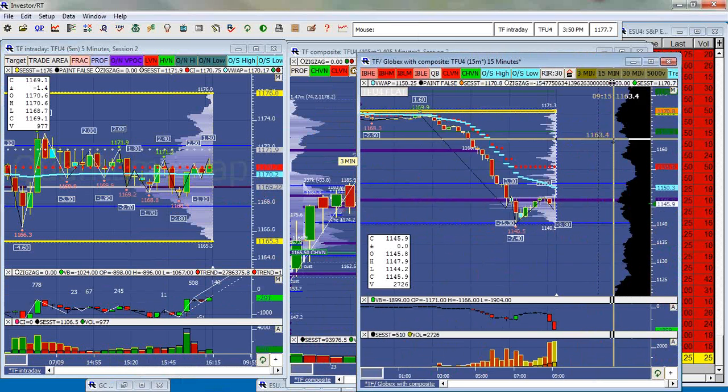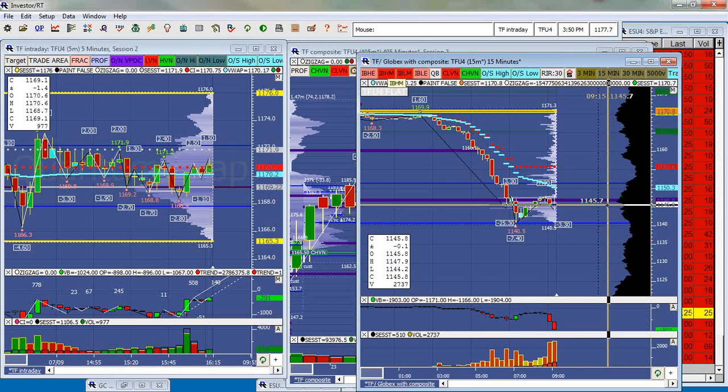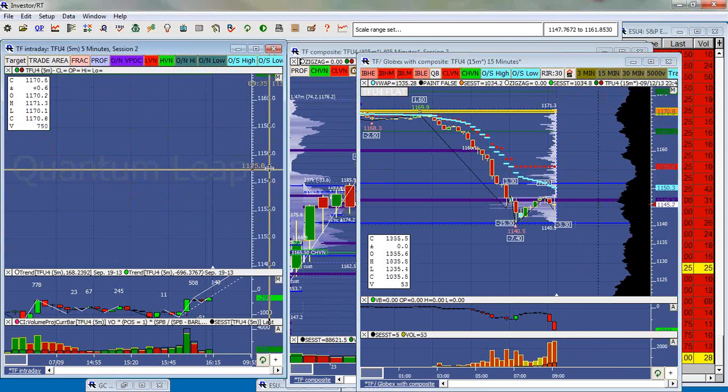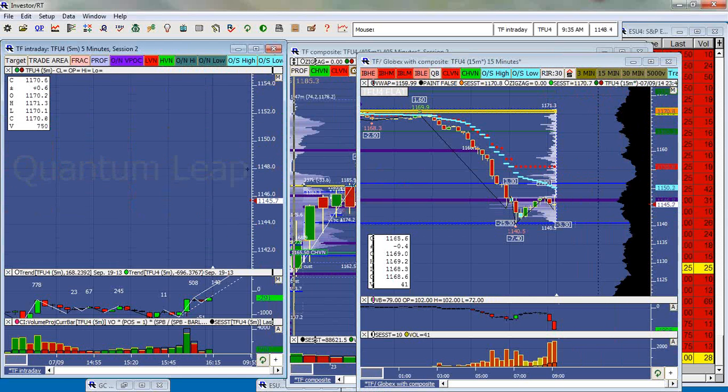All right, same thing with the Russell. Okay, we came down, we had the big move down. They found balance in around this 46.80.